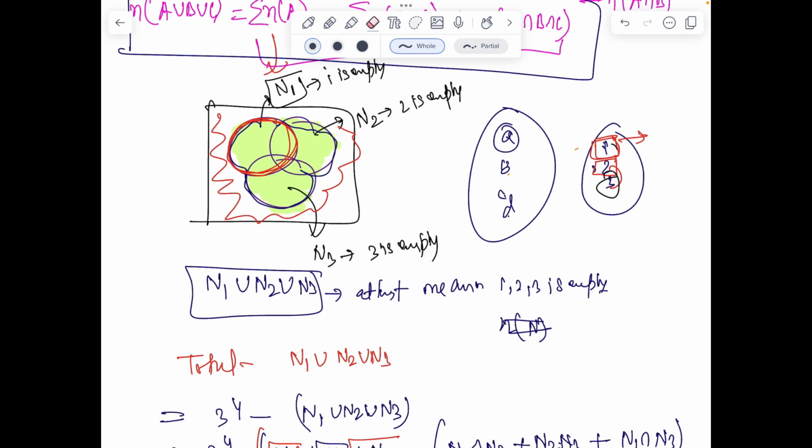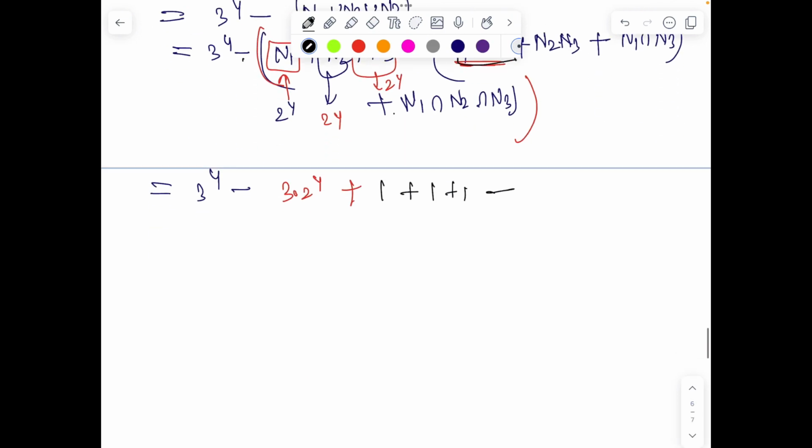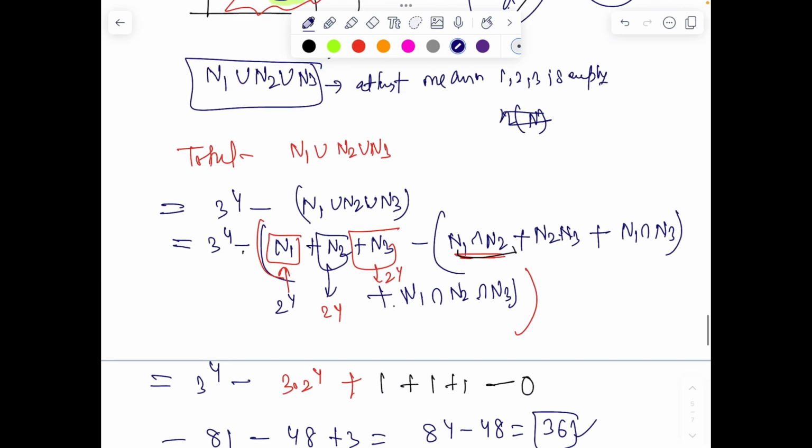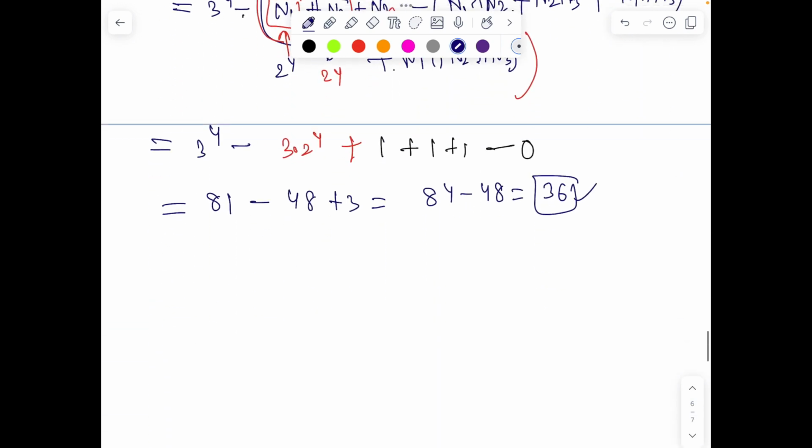Now minus n1 intersection n2 intersection n3. What does it mean? When 1, 2, 3 all are empty, that is not possible, because if all of them are empty it means nothing is connected with anything, so that's not a definition of a function. So this one becomes 0. So finally what answer did we get? We got 81 minus 48 plus 3, which gives 84 minus 48, that goes to 36. So you can clearly see this is the same answer that we got.